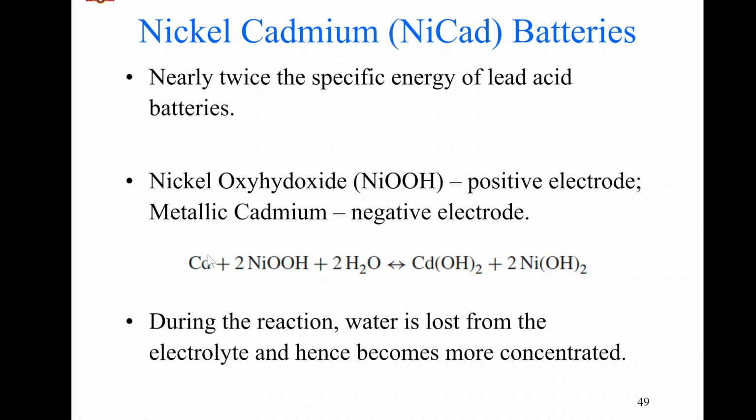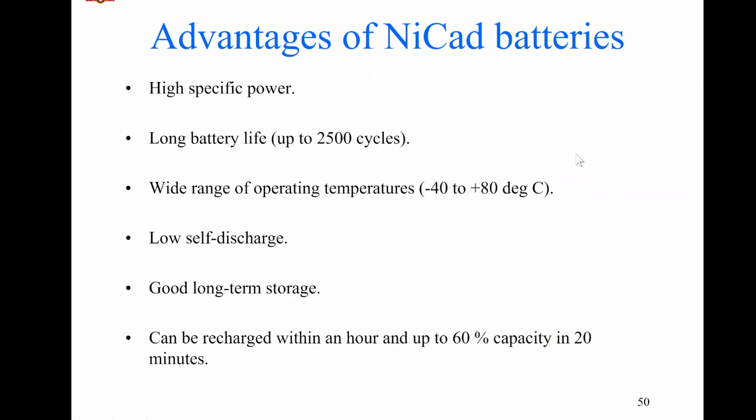The reversible reaction goes as follows. During this reaction, water is lost from the electrolyte, and hence the electrolyte becomes more concentrated. The advantages of nickel cadmium batteries are that they have high specific power, and they have significantly longer battery life, up to 2500 cycles, as opposed to around 700 to 1500 cycles in lead acid batteries.